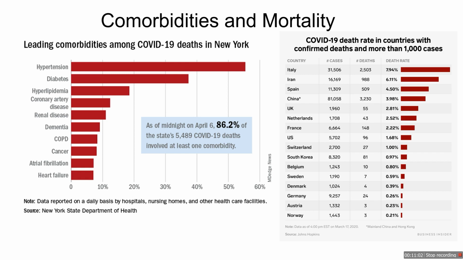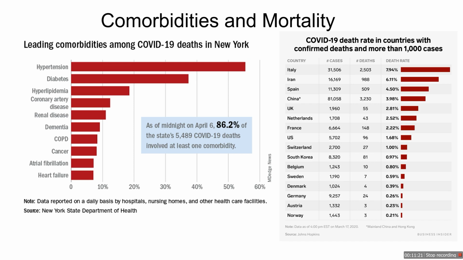And then if you look on the right side here, those are the leading countries where people were dying. And what is interesting is that Italy is on top. Okay, and what you see here is that Italy has a case fatality rate of almost 8% compared to the rest of the world, okay? And if I look at Norway, which is 0.21%, there's a huge difference.